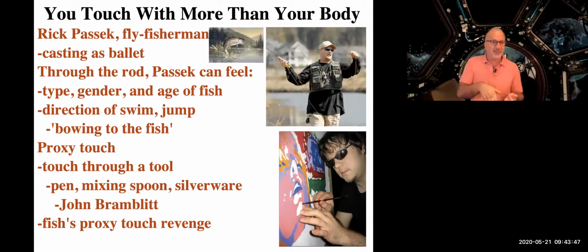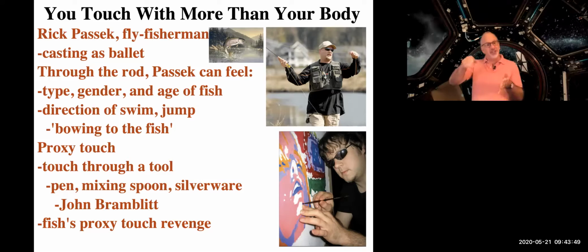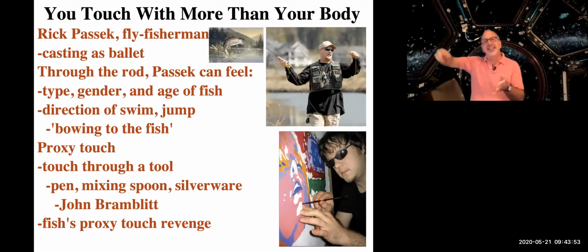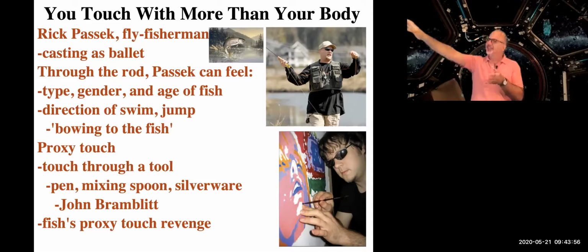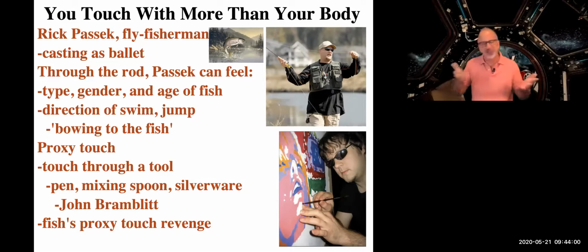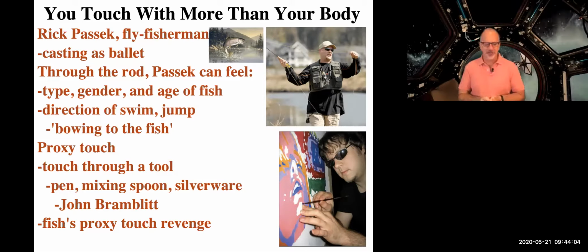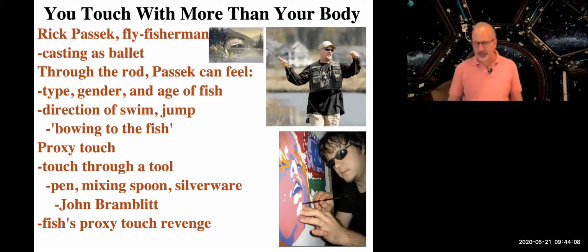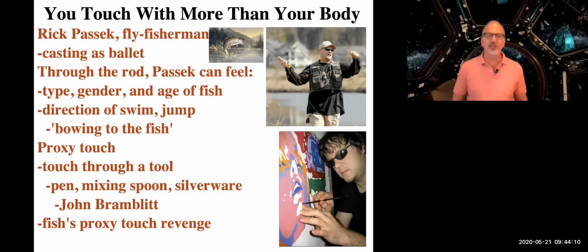And the fish is able to do that because it is using the hook and the line as a proxy touch tool to know where the fisherman is. So it works both ways. And Rick said smart fish will do this, and there's just not a whole lot he can do about it, which is pretty cool. Okay, let's talk a little bit about the research that has been conducted on proxy touch. I think you'll find this really interesting.